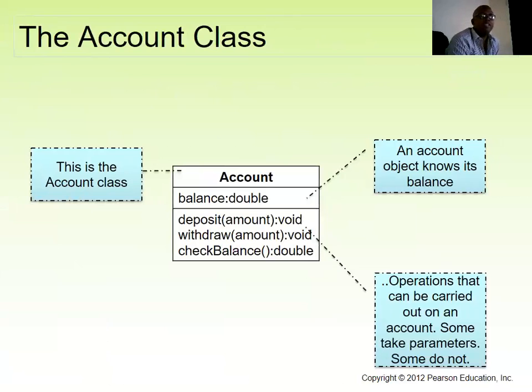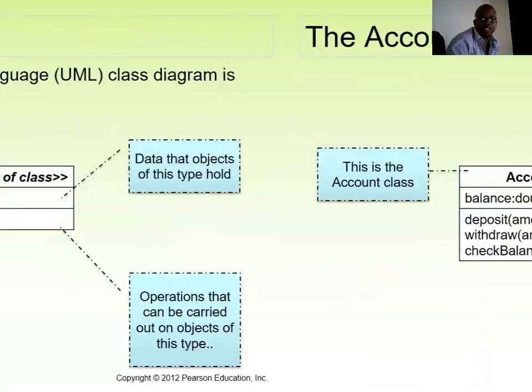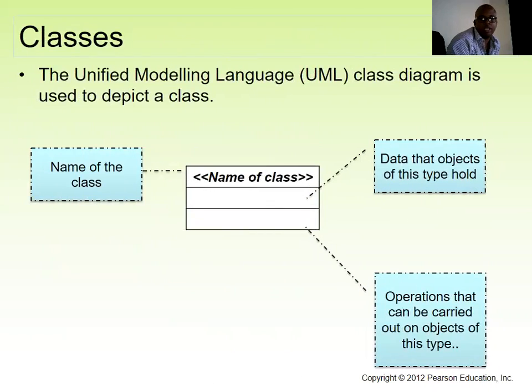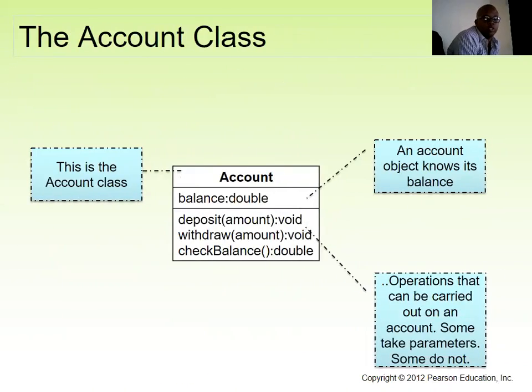So here's an example of an account class. Notice this class is called account, right? Based on this description, give me one data item that this class holds. Gabriel?